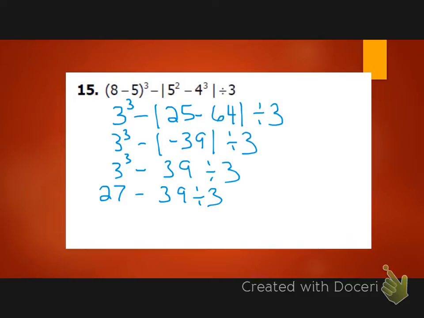Okay, we did parentheses, please. We did exponents, excuse. My dear, MD, multiply, divide. So now we've got to multiply and divide from left to right. 39 divided by 3 is 13. I don't see any other multiply or divide, so now we're down to Aunt Sally, add, subtract from left to right. 27 minus 13 is going to give us 14.